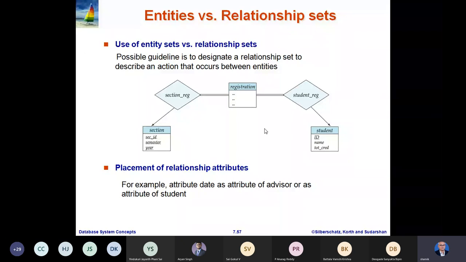So suppose I take that example, student and course, and we have this relationship registration which connects the student entity to the course entity. If we do that, what would be the cardinality of that, you feel? Anyone?